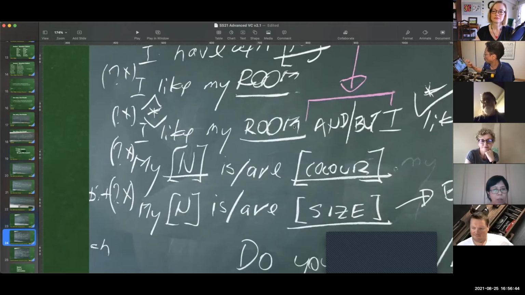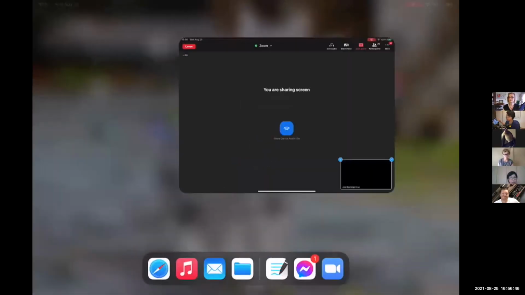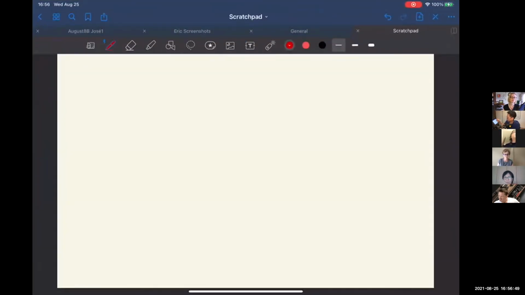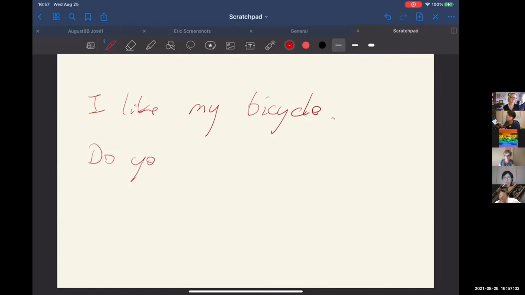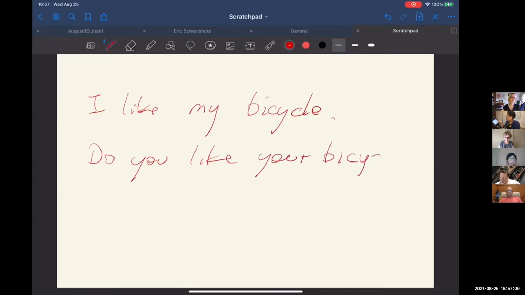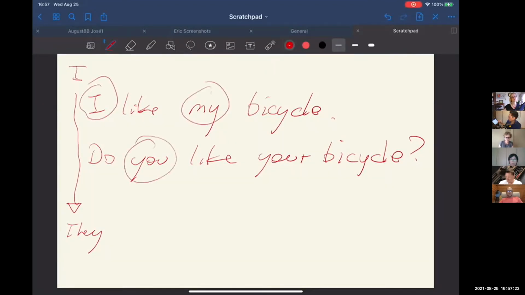If I was to write this up: I like my bicycle. We'll just keep it simple for now. Do you like your bicycle? But I still asked you to do this all the way from "I" to "they." You realize that you have to replace this and this and this and this.